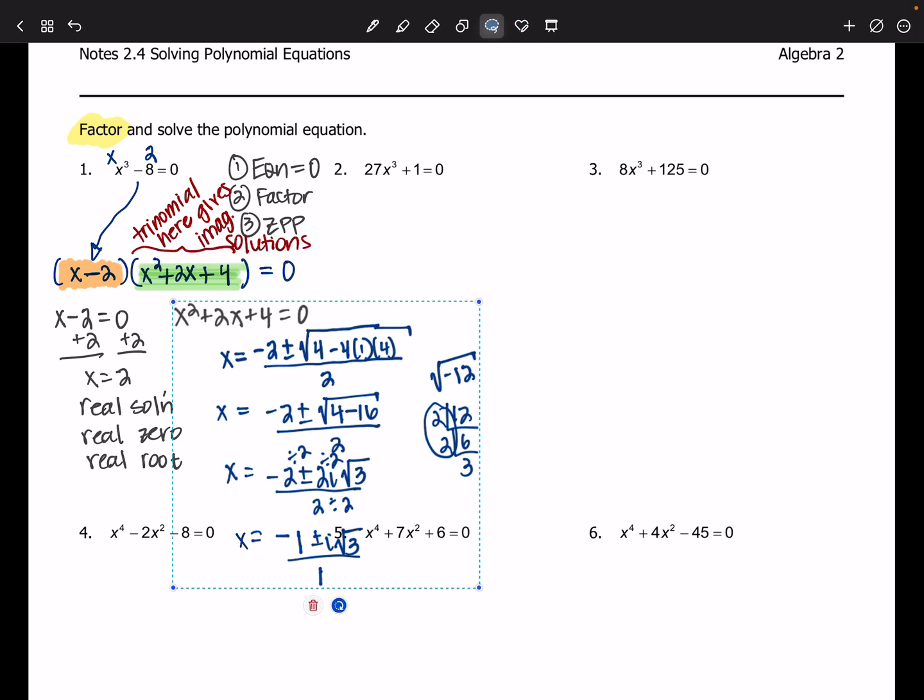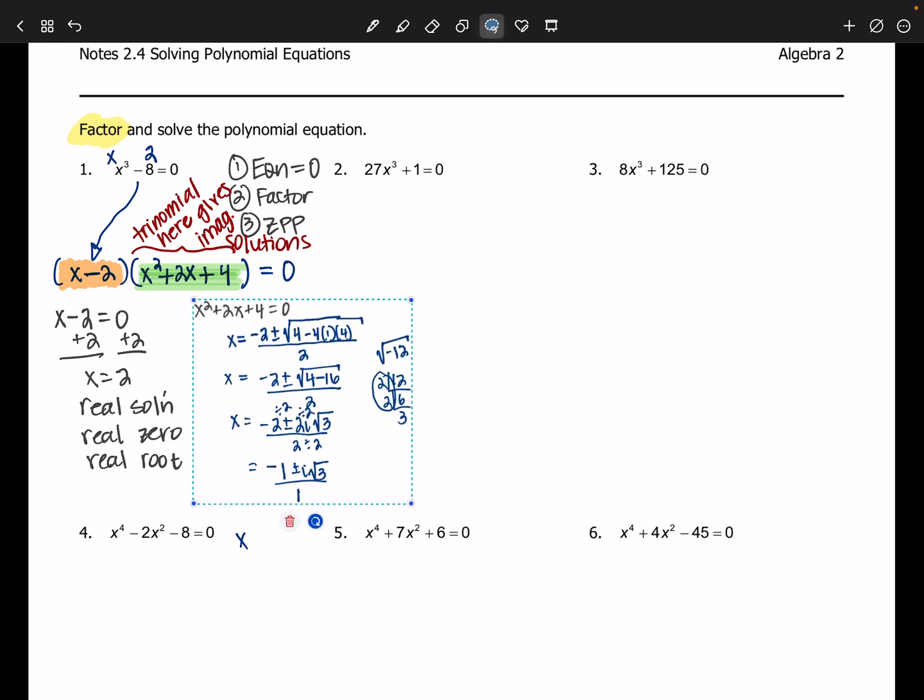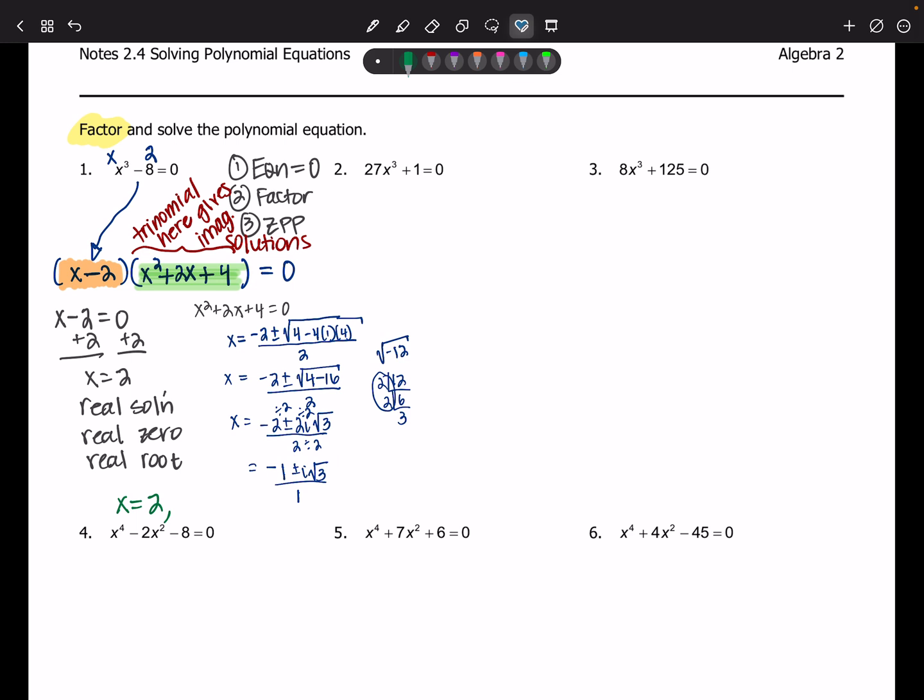I'm going to make this a bit smaller so that we've got some room here. And my answers, I will write those in green here. X equals 2 and negative 1 plus or minus i times the square root of 3. So there's three answers. There's the 2, which is a real solution, and then we've got two imaginary solutions. The 2 because of the plus or minus. So we have negative 1 plus i times the square root of 3 and negative 1 minus i times the square root of 3. So let's do another one of those.